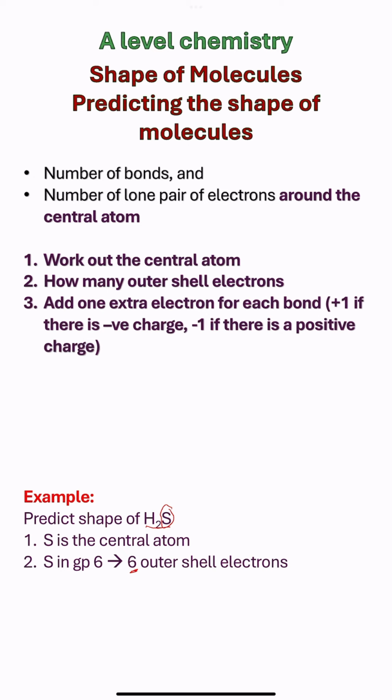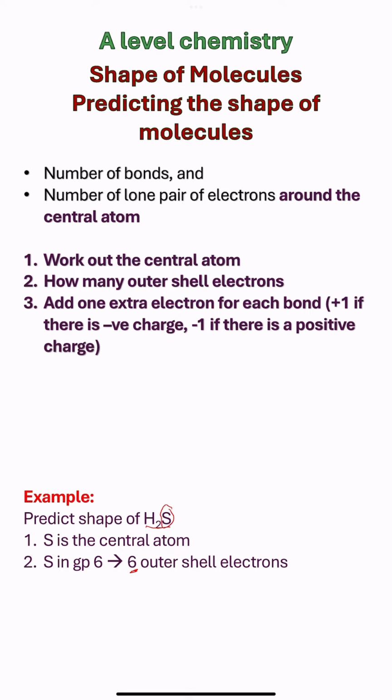Now we will add to this number, which is 6, one extra electron for each bond. That depends on how many atoms are surrounding the central atom. In this case, we have 2 hydrogens, which means we have 2 bonds. So we're going to add 2 in addition to the 6.